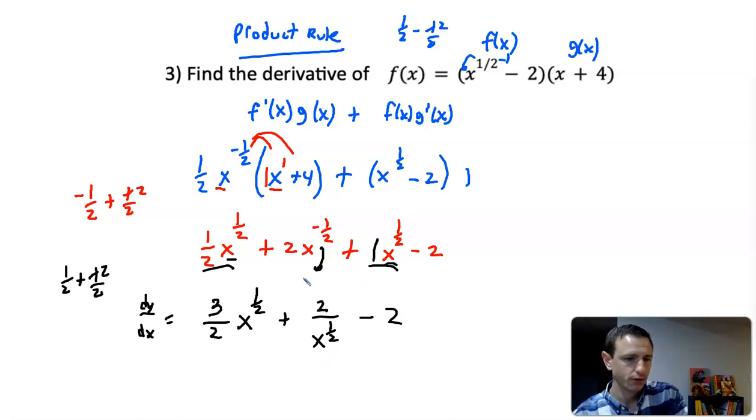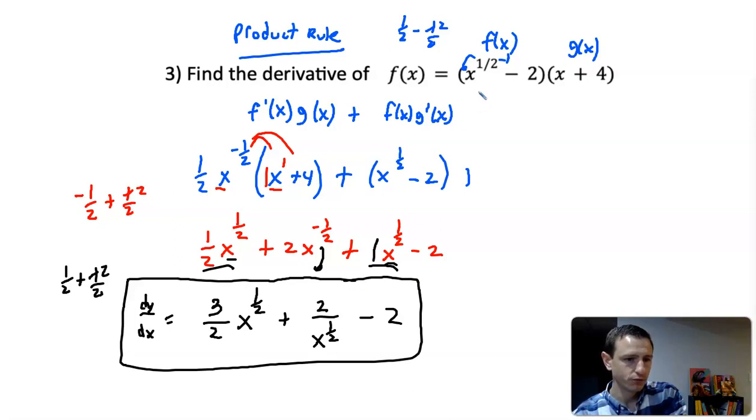And that's about all we can do there. So that is the derivative using the product rule. And you could have also expanded this out, x to the 1/2 times x, x to the 1/2 times 4, and then did this and this. So that's another option, but just practice using the product rule.